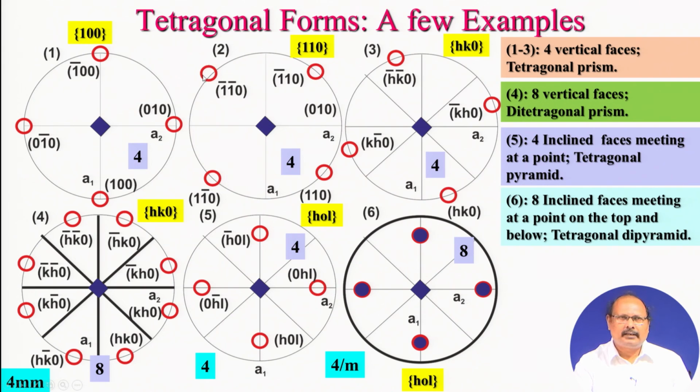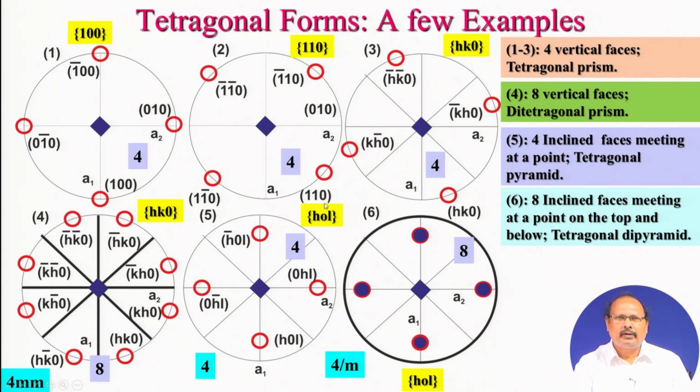Let us start with a very simple 4-fold axis symmetry, where the point group symmetry is 4, and this is your vertical 4-fold axis, and your motif is 1 0 0. So, the form symbol is 1 0 0. The vertical 4-fold axis will act upon this with 90-degree rotation. It will produce a face here, another face here, and another face here. So, you have 4 vertical faces.